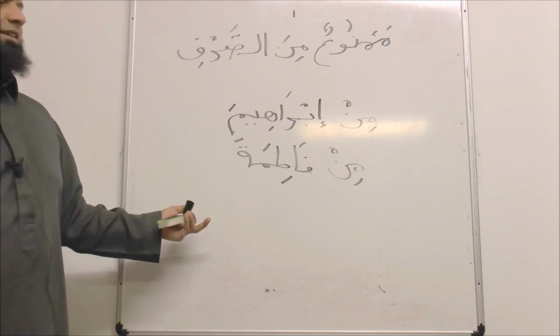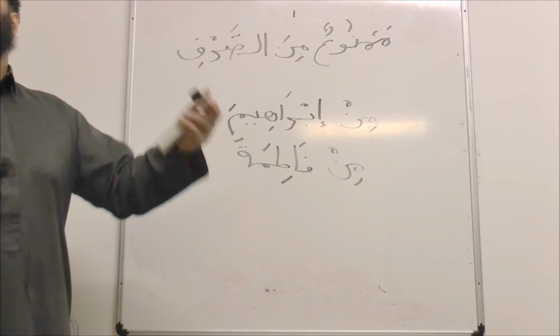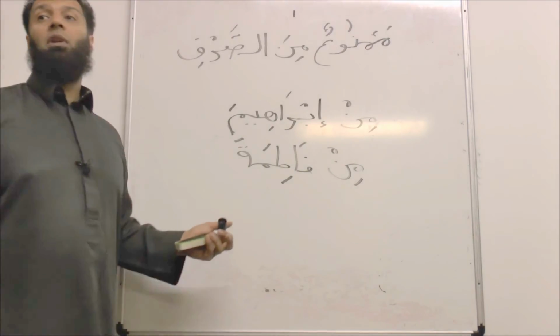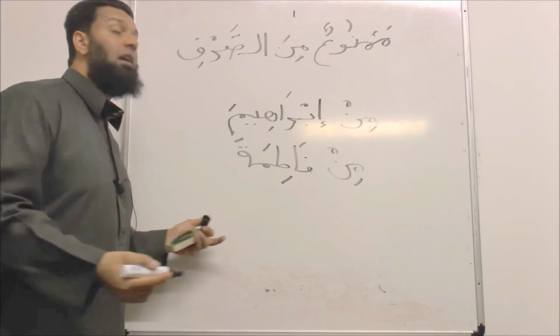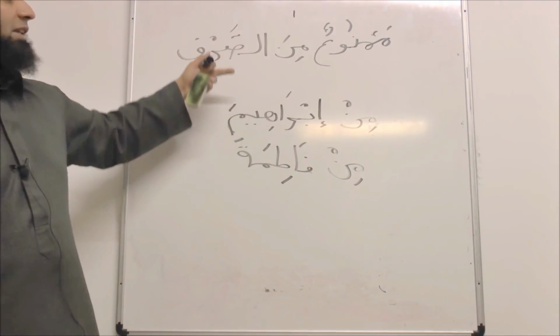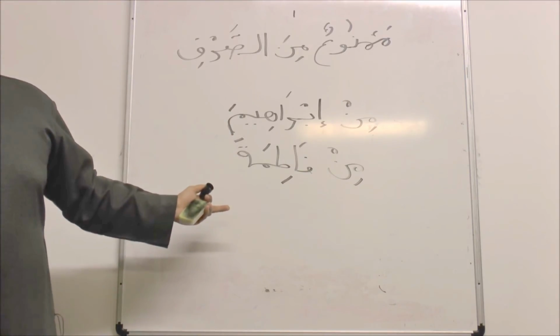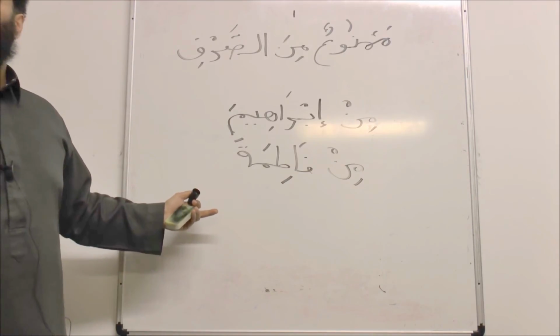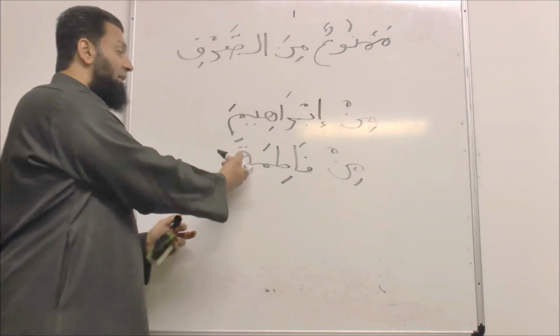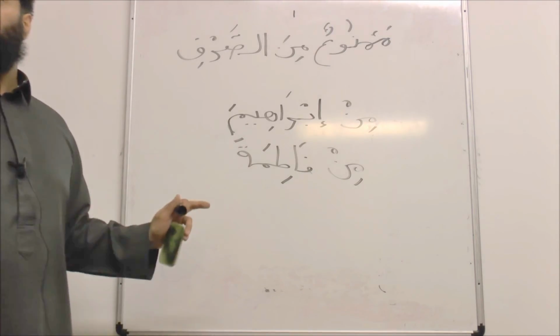What would it be ordinarily? A normal ismun? It would normally be with a kasra. But it's mamnu min as-sarf, so it stays with the fatha. A fatha: min Fatimata. Right?